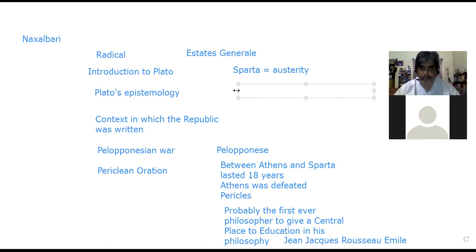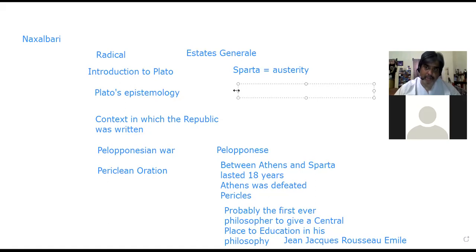Okay, so that is the reason why when people talk about the establishment, they say people are right wingers. But those who wanted change were on the left, so they were the left wingers. That's how the modern usage came.